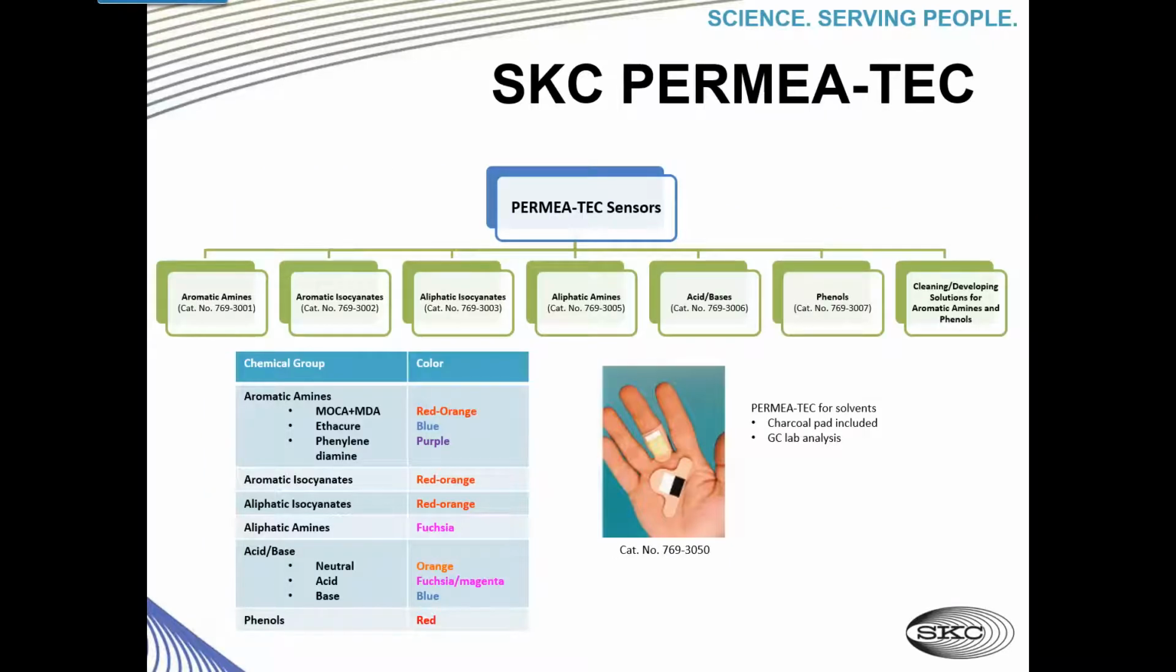All right, this is the product line of the PermeaTech. There's a different PermeaTech for each chemical group, and that's the color change for each specific group. Also, we have PermeaTech for solvents, and these have a special charcoal included that you can send to the lab for GC analysis. So it's kind of cool to have that in there.